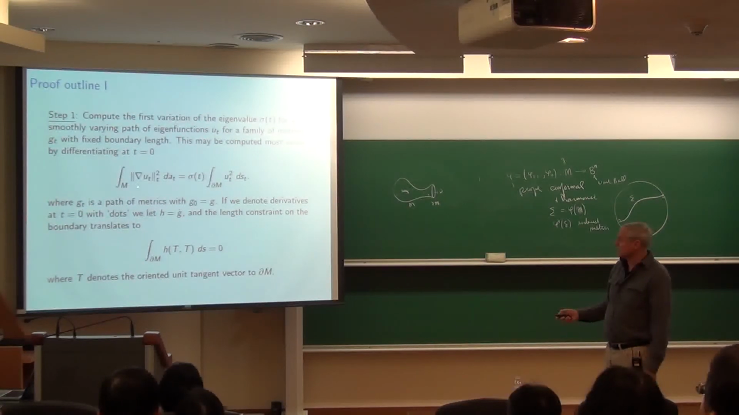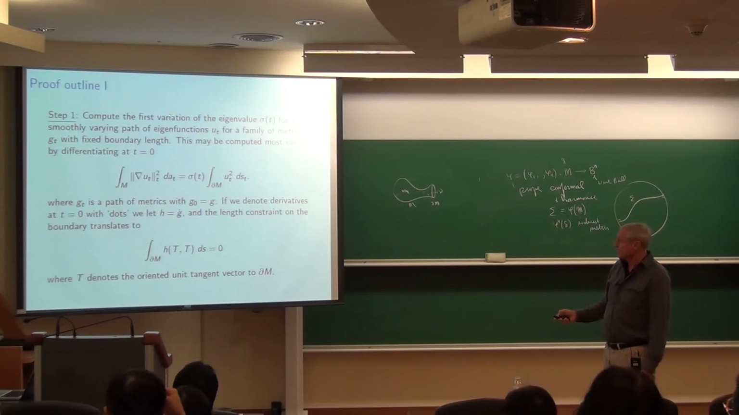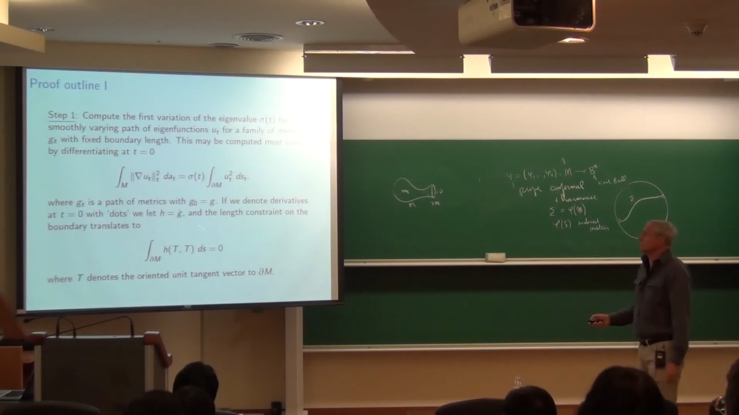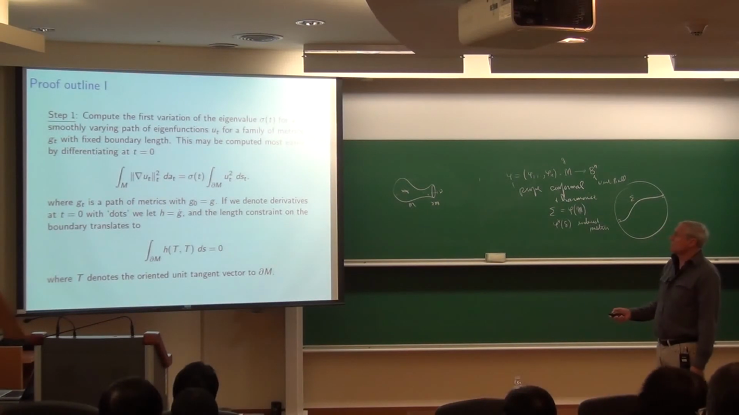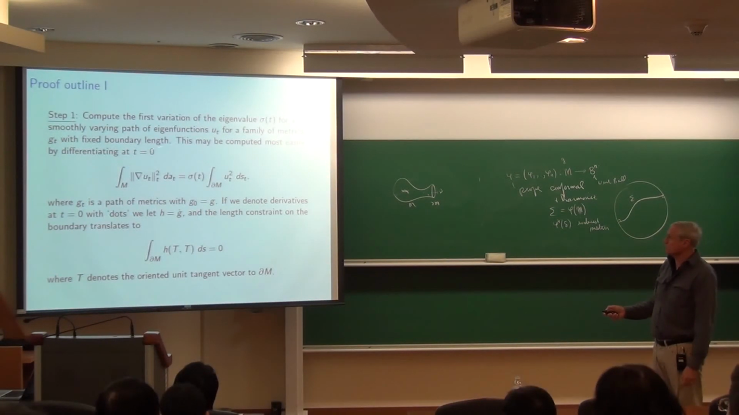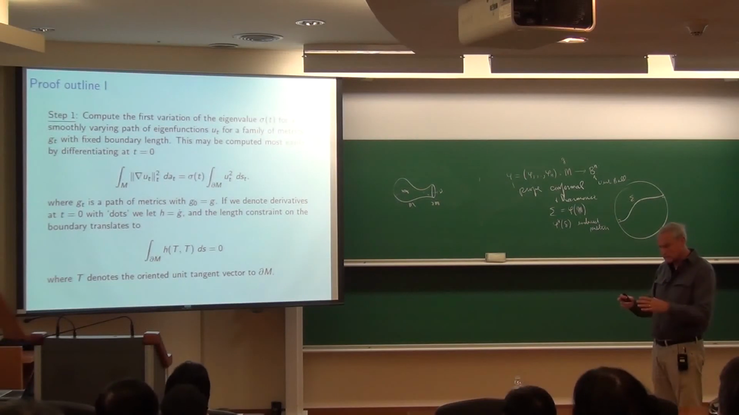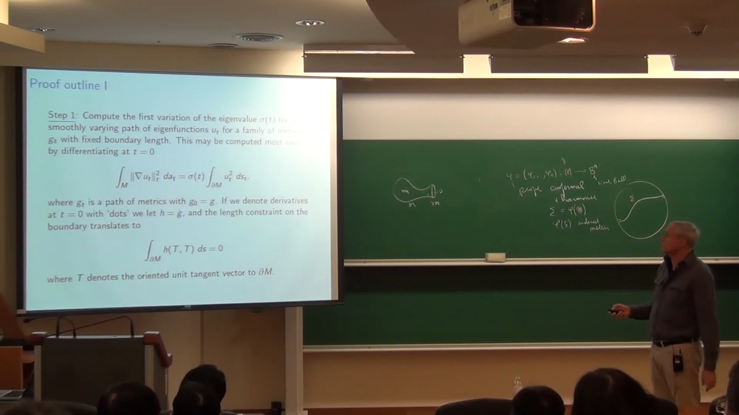So the easiest way to do that is to write it in variational form. So the eigenfunctions satisfy this condition. This is sigma t, this is sigma squared. So we have a path of metrics. We'll denote the derivatives at time 0 with a dot. And then we just have to compute the derivatives of both sides, and we'll normalize the integral of u squared at time 0 to be 1.